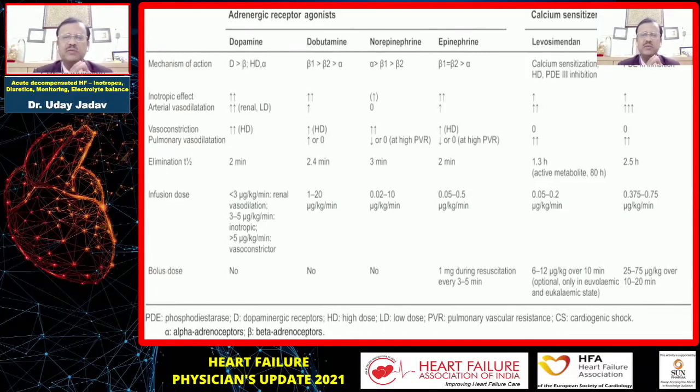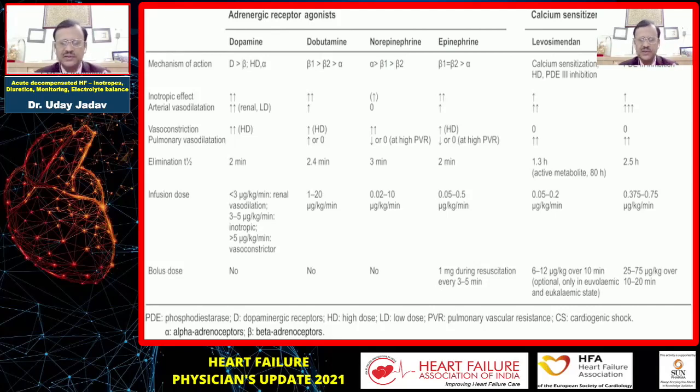This is where levosimendan and milrinone score. They cause a pulmonary vasodilatation. You can prefer one out of the two. There is very good data with levosimendan. One of the reasons also is that its elimination half-life is much lesser, 1.3 hours, which makes it easy to use.